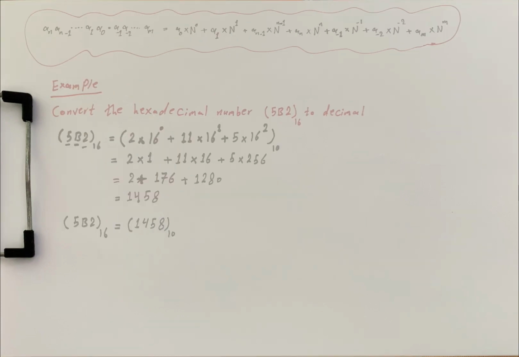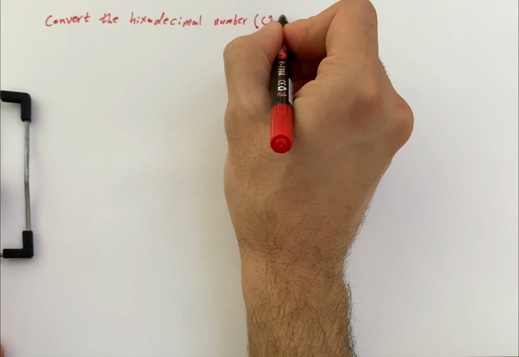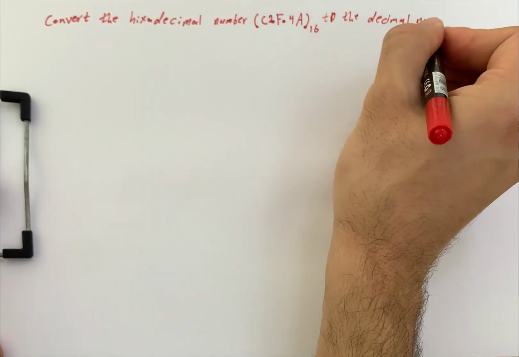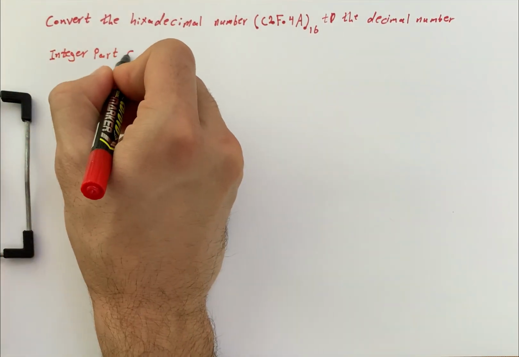Let us take another example with a decimal point. Convert the hexadecimal number C2F.4A to the decimal number. For convenience, we will take the number as two parts, the integer part and the fractional part. Then we add the two converted parts together. First, we will convert the integer part, which is C2F.